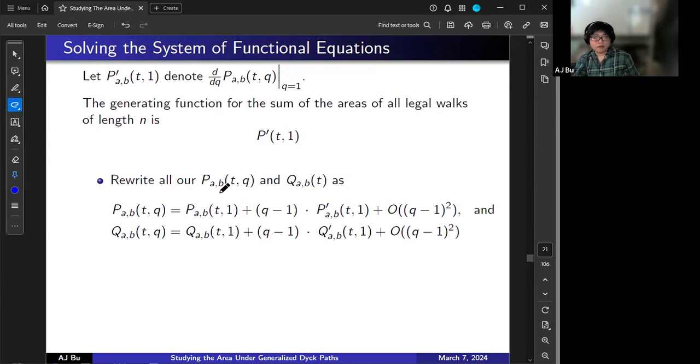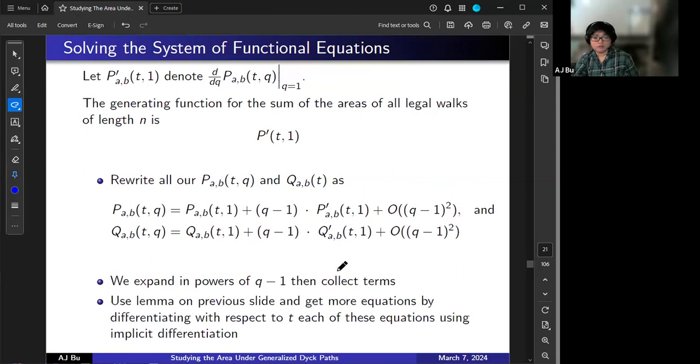So we're going to rewrite all of our p sub ab's and q sub ab's as, like, p sub ab of tq is equal to p sub ab of t1 plus q minus 1 times p prime sub ab of t1 plus higher powers of q minus 1. Great. And this is just using the Taylor series, and we're going to do the same thing for our q's. And then we're going to expand in powers of q minus 1 and collect our terms. And once we do that, we can use the lemma from the previous slide to get more equations by differentiating each of these equations with respect to t, using implicit differentiation.